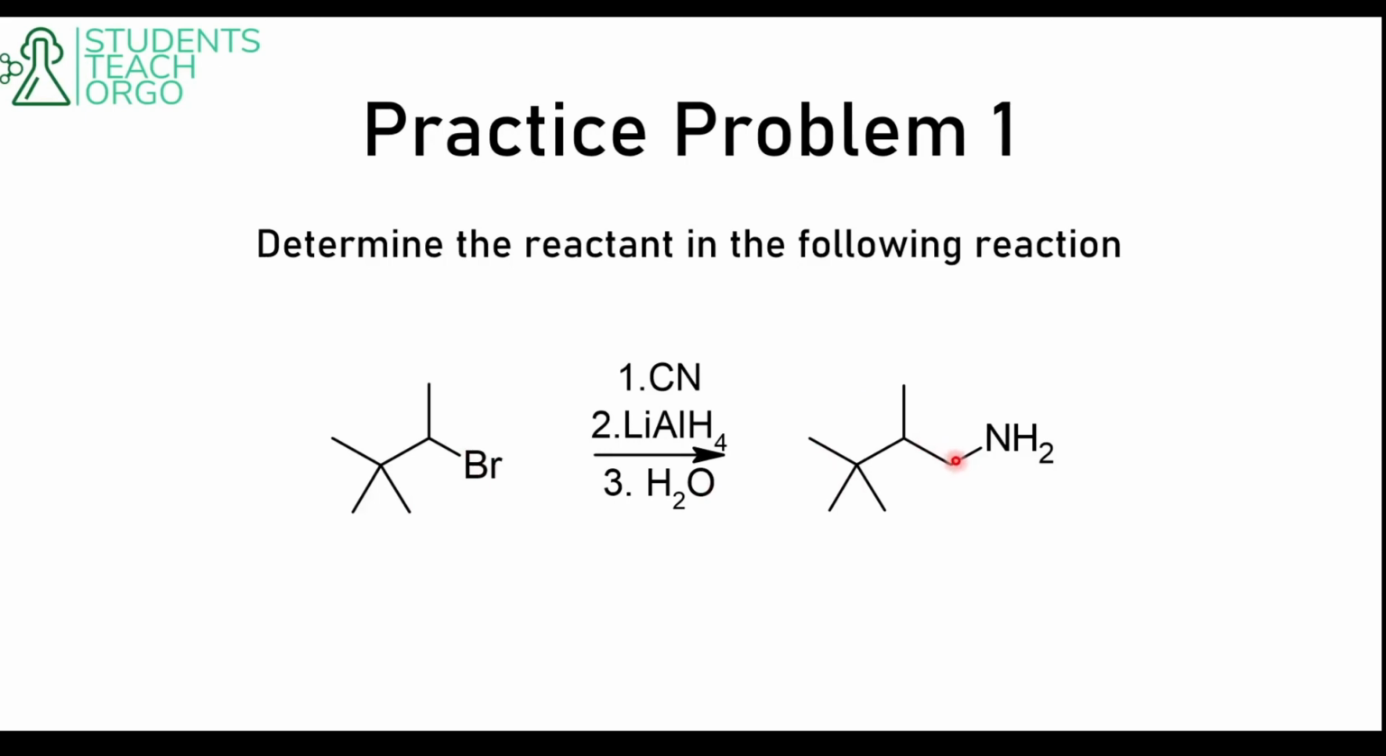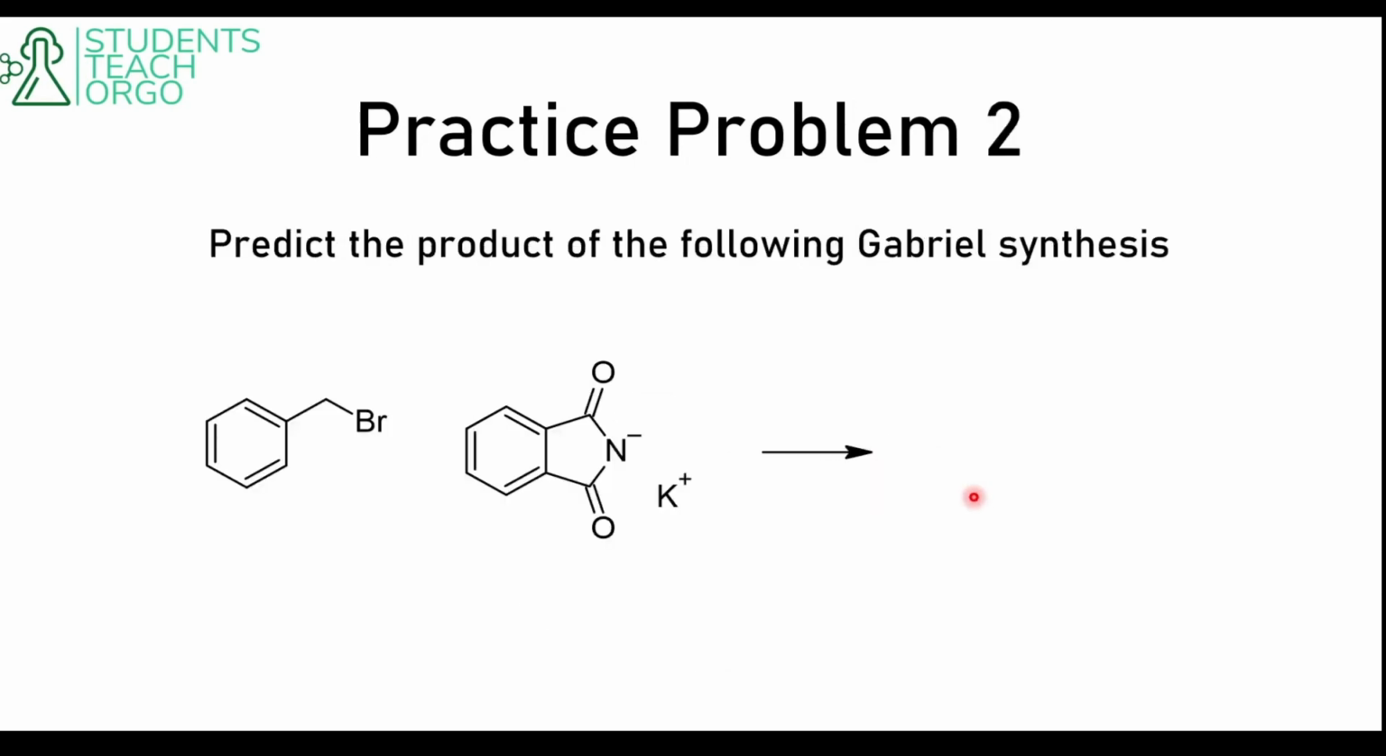We take that extra carbon in the chain, and we say that that is where the bromine initially was, and then that gives us our reactant. And just to show the forward mechanism, we take the bromine, we replace it with the cyanide group, the nitrile group, and then the C in the nitrile group, after we reduce it, becomes part of the chain now. All right, problem 2.